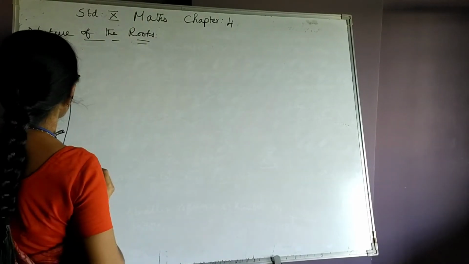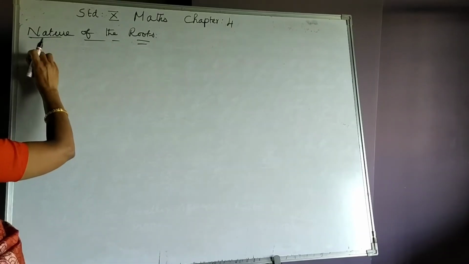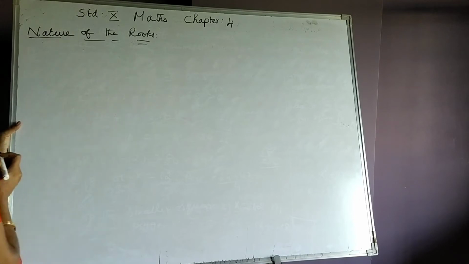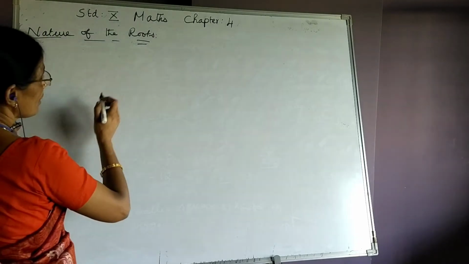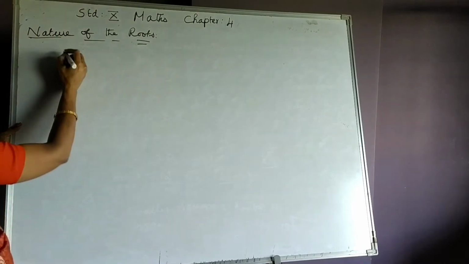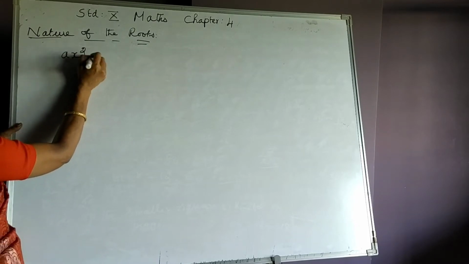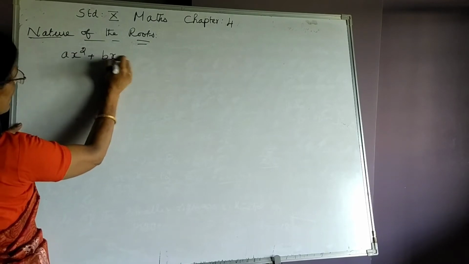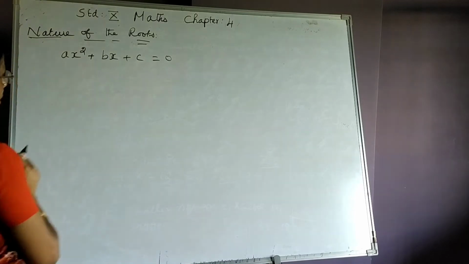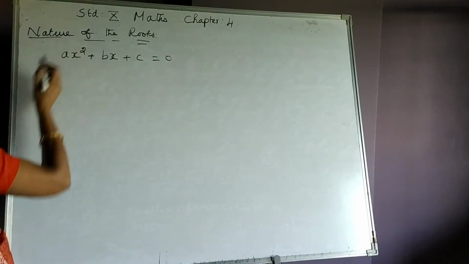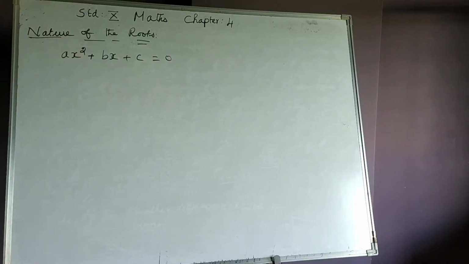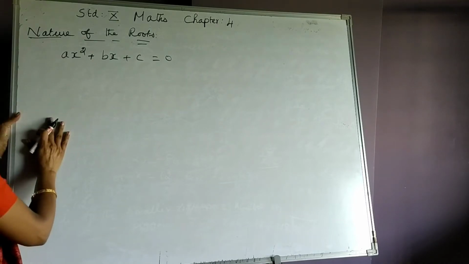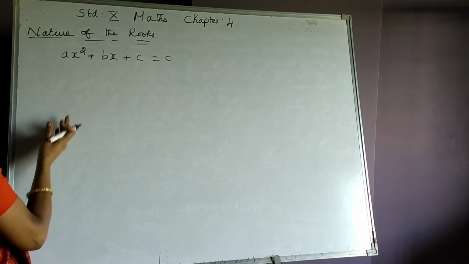We are continuing the fourth chapter. Today we are going to learn about the nature of the roots of a quadratic equation. We know the standard form of a quadratic equation: ax square plus bx plus c equal to 0. What do we mean by nature of the roots? Nature means whether the roots are different roots, or equal roots, or no roots.